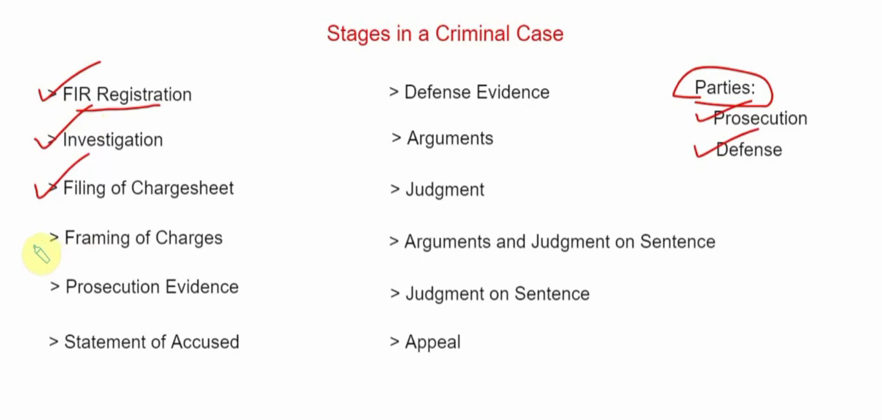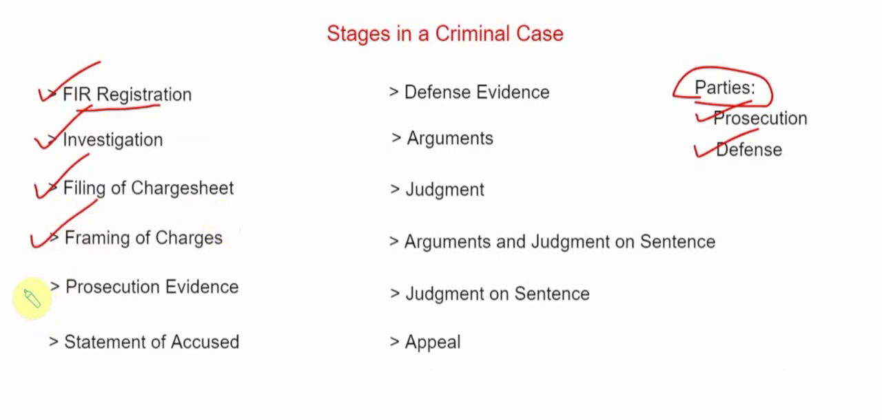And the next process is framing of charges. Framing of charges is essentially the job of the court. They have to figure out what exactly is the offense committed. Is it theft or robbery? There's a difference between theft and robbery. Is it assault, grievous hurt, or hurt? It depends on the gravity of the offense. So now the court is going to frame charges.